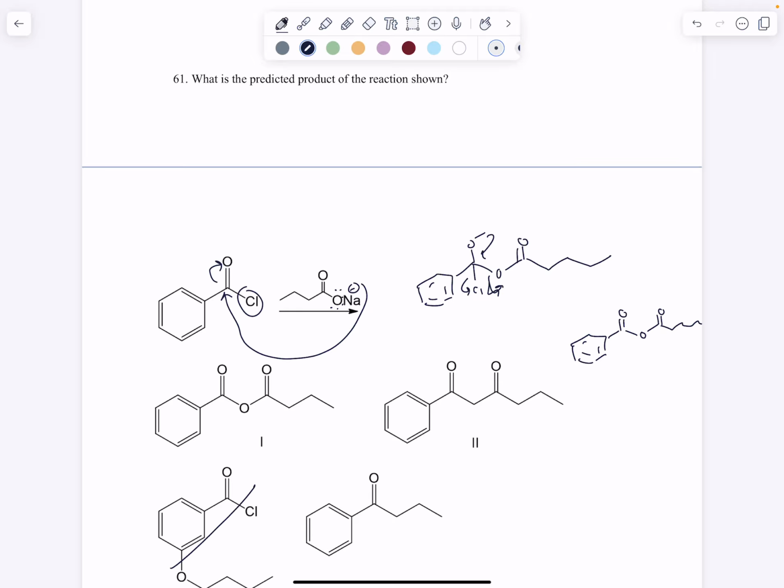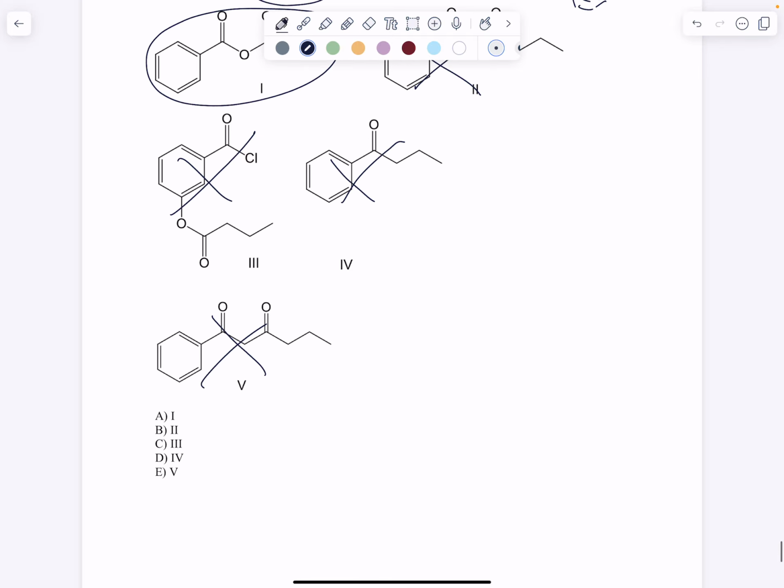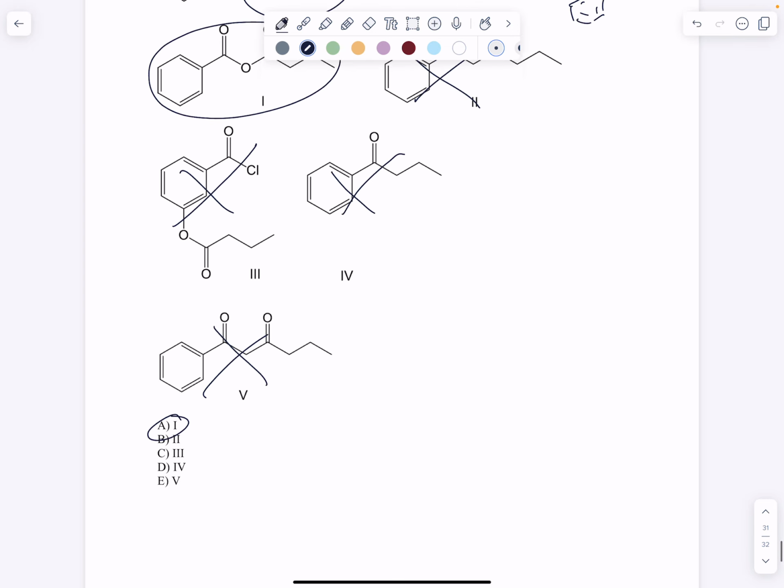So this is totally wrong. There should be an oxygen as the nucleophile. Same thing here. So this is the only possible option. So answer choice A. All right, I think that's all of them.